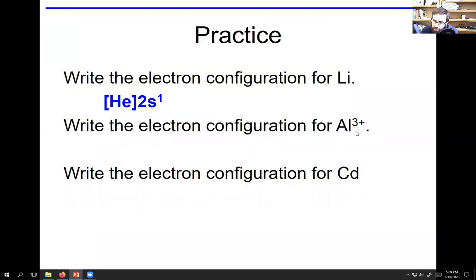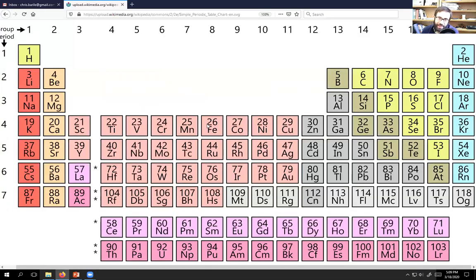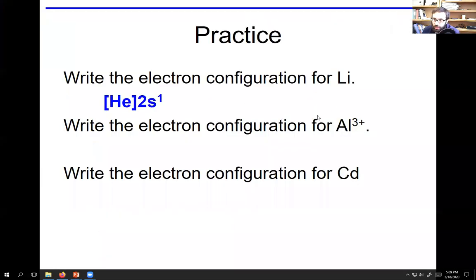Write the electron configuration for aluminum 3+ now. So we're going to have to do aluminum and then remove 3 electrons to make it 3+, right? Because electrons are negatively charged, we're going to have to remove 3 to make a 3 positive charge. So let's get to aluminum. Aluminum's right there. Well, the nearest noble gas is neon. And it looks like I'm going to be bracket neon 3s2, 3p1. So let me write that down first.